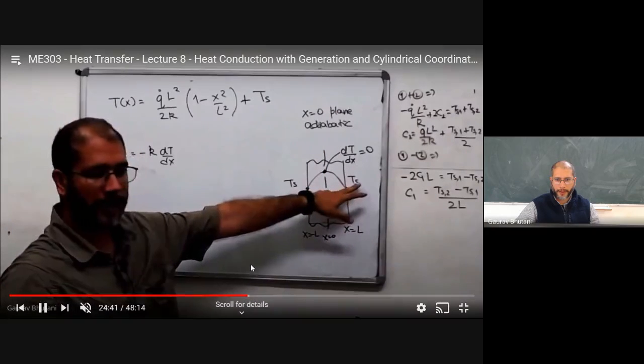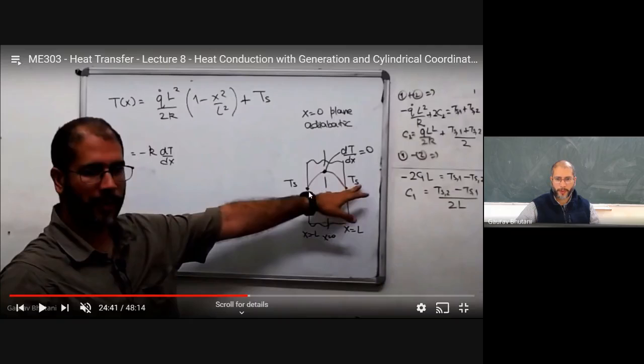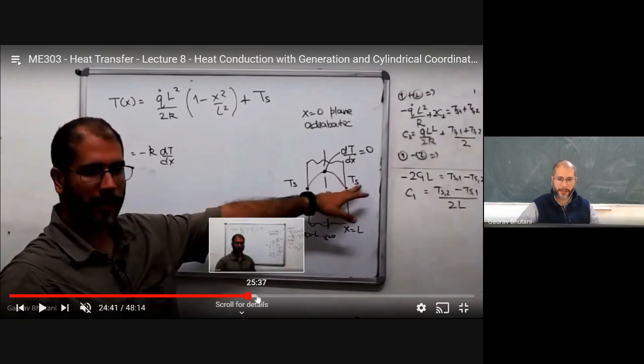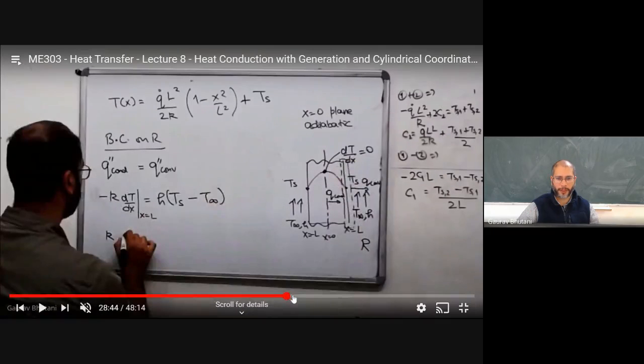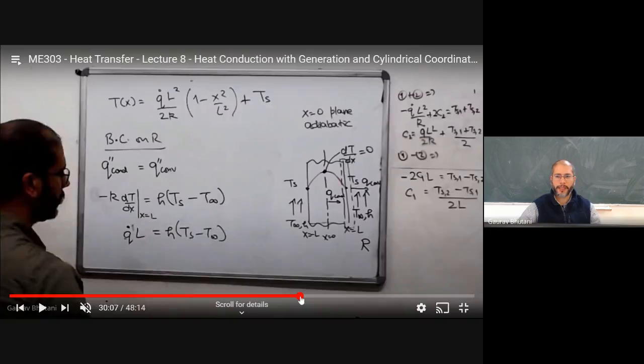Then we talked about the symmetric situation, where both boundaries are at Ts temperature. So the center of the bar becomes symmetric, and for that we have dT/dx equal to 0, the adiabatic boundary condition. So we don't need to solve for the whole bar. We can solve for only one half of the domain by using dT/dx equal to 0 at the x equal to 0 center boundary.